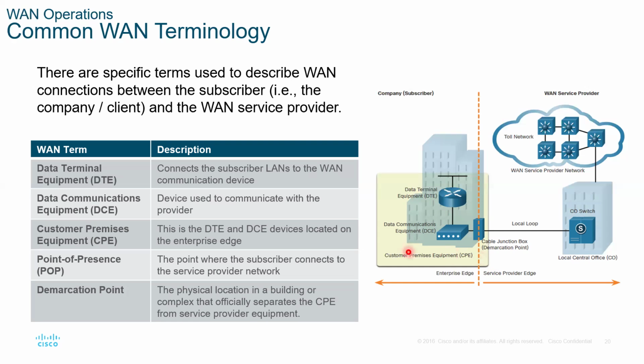Then we have a POP, which is the point where the subscriber connects to the service provider network, and the demarcation point, the physical location in a building or a complex that officially separates the customer premises equipment from the service provider equipment. You can see there is our demarcation point separating the customer side and the service provider side. So left side, customer side done. We have the DTE, DCE, CPE, and our POP.